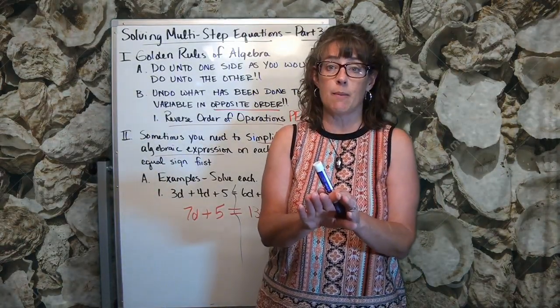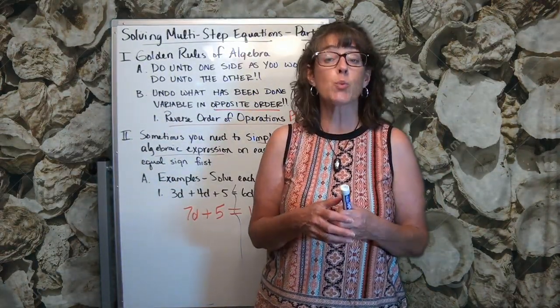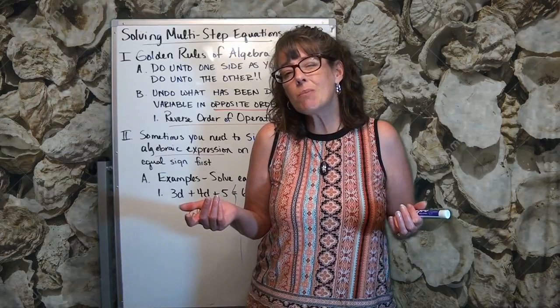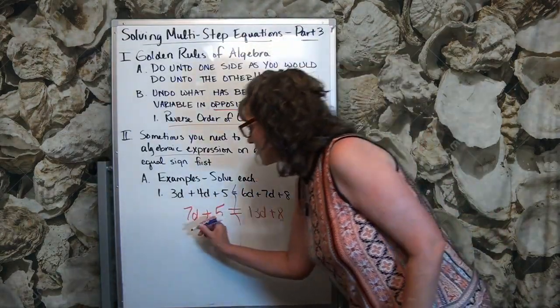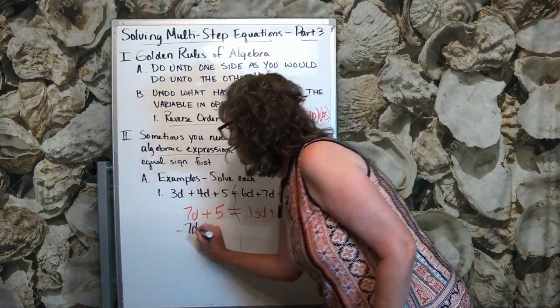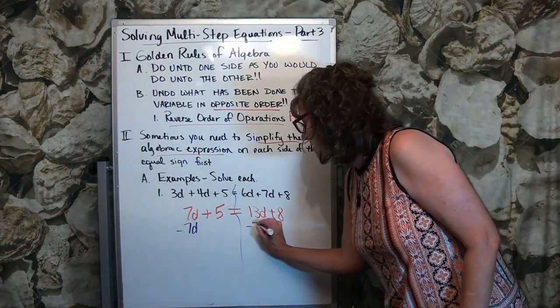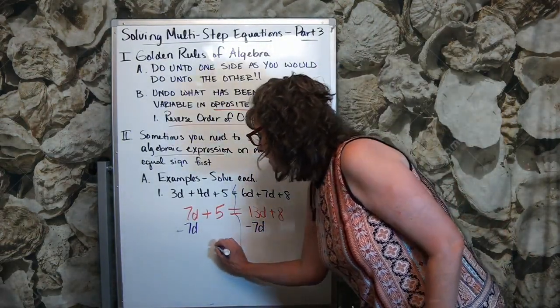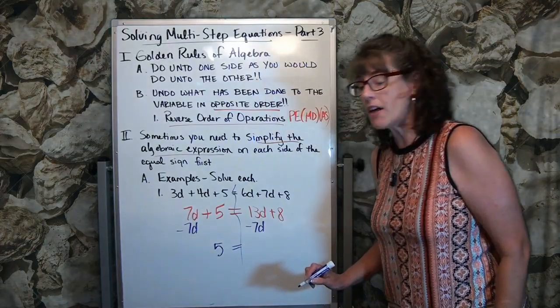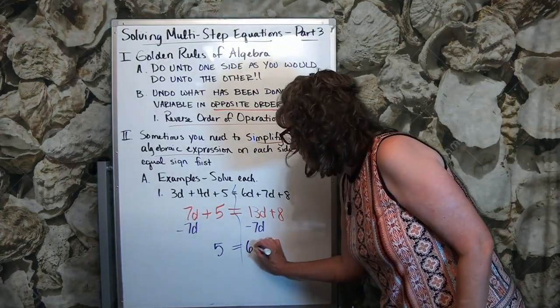We've seen an example of that. We know how to work with negative numbers. We're okay with that. But just to make life easy on us, I'm just going to take the 7D's out of this pan, which means I as well need to take 7D's out of here. So that leaves me the 5 over here, and on this side, 13D minus 7D is a 6D.